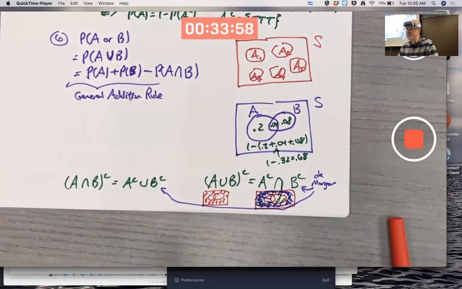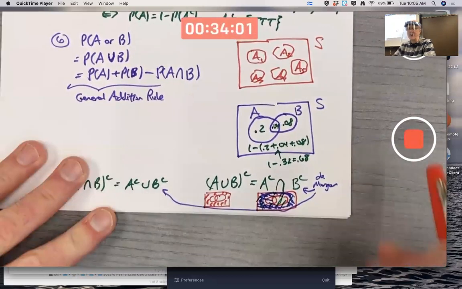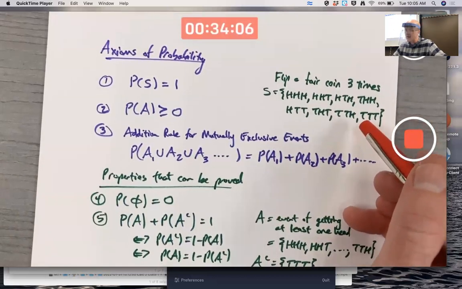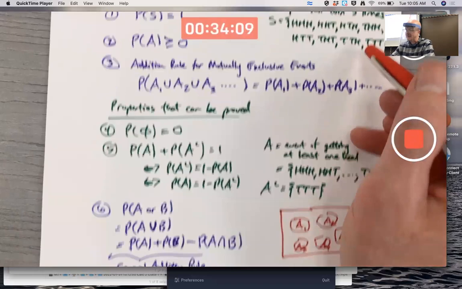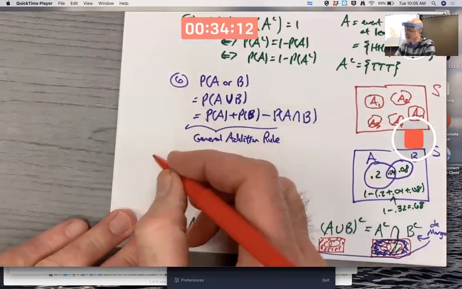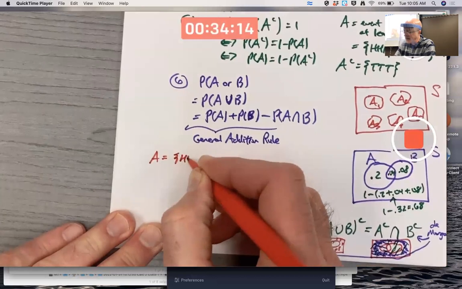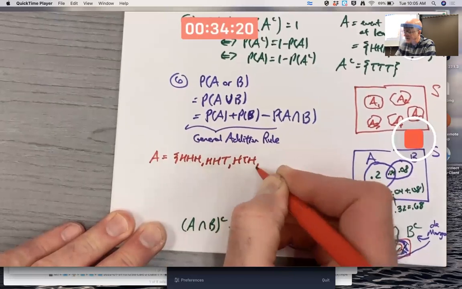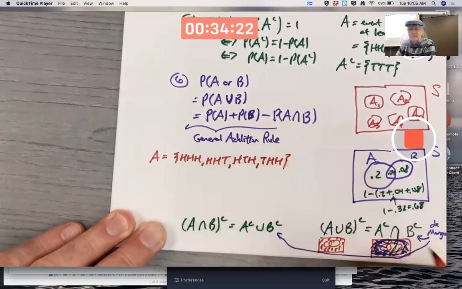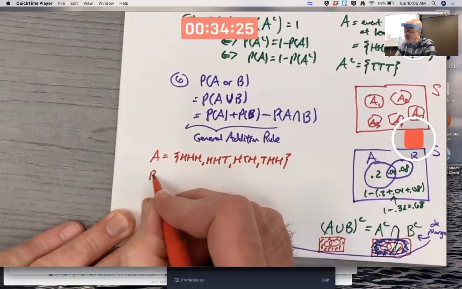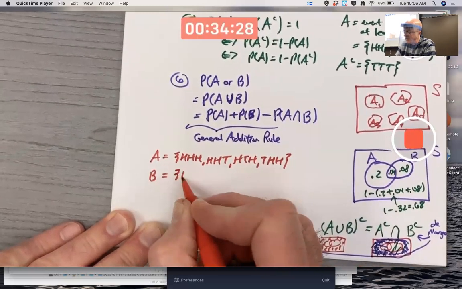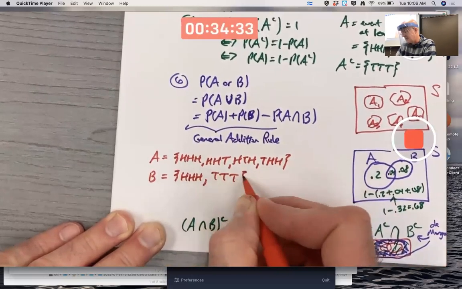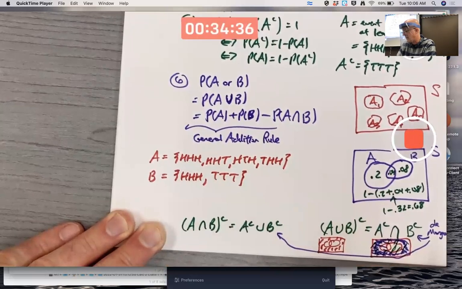As an example with the general addition rule, thinking about our simple example with flipping a fair coin 3 times, we could take, let's just pick particular sets. We could take A to be HHH, HHT, HTH, THH, say. So 2 or more heads. And we could take B to be, well, either all heads or all tails, say. You could say that is 0 heads or 3 heads.